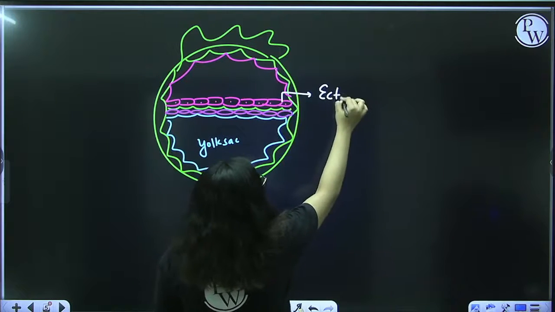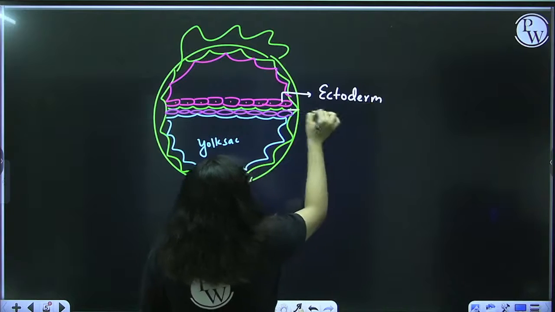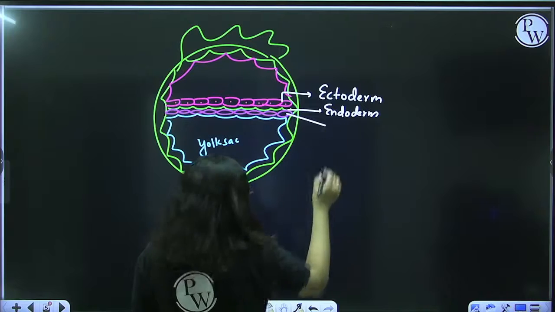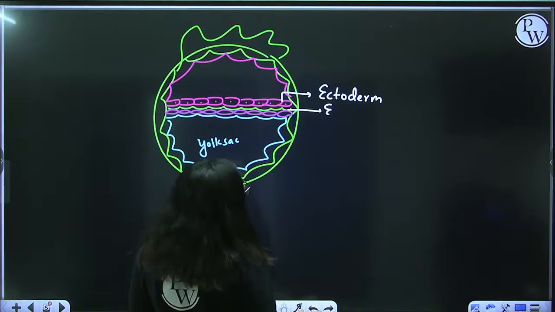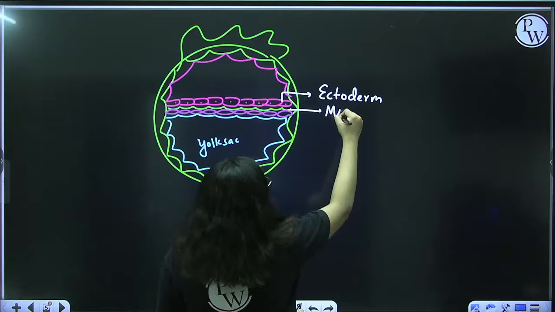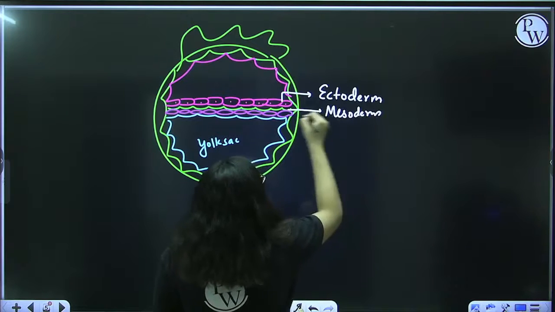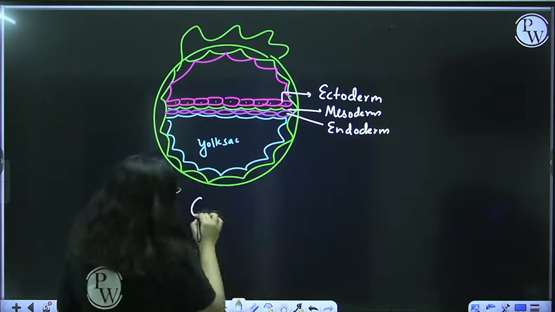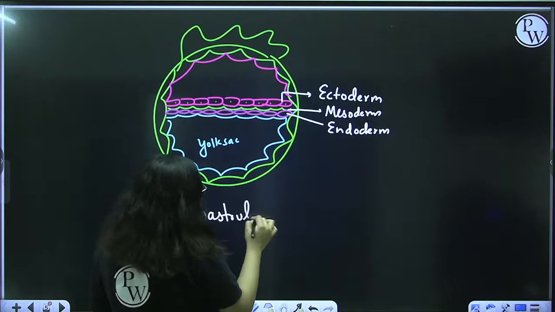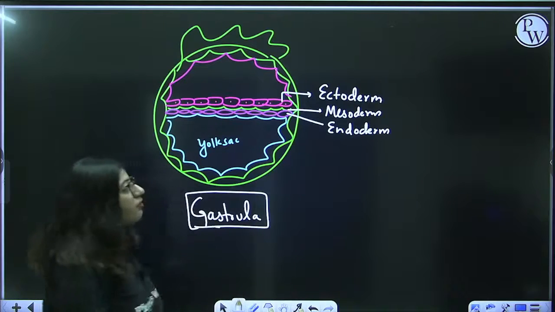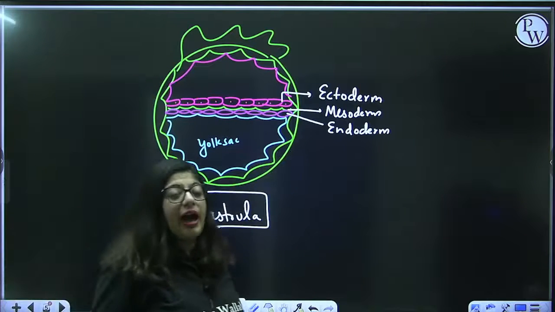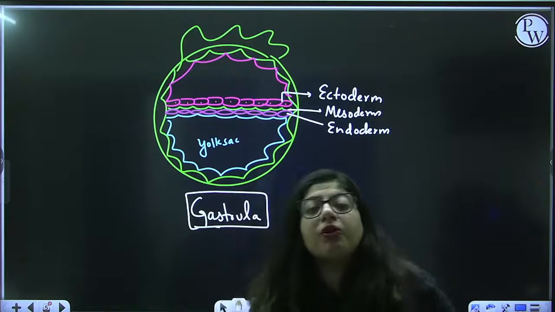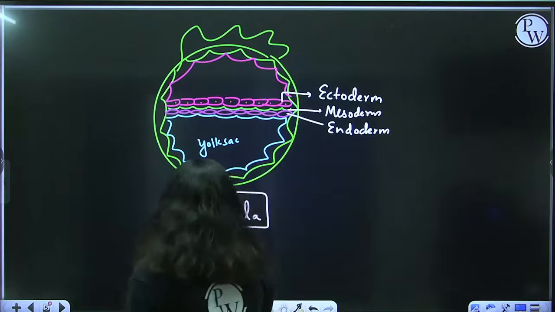This is your ectoderm, this is your mesoderm, middle one, and the lowermost one is endoderm. So now this embryo will be considered as gastrula. So gastrula is the embryo which contains all these three germ layers, and the process of formation of these three germ layers to form this embryo gastrula is known as gastrulation.